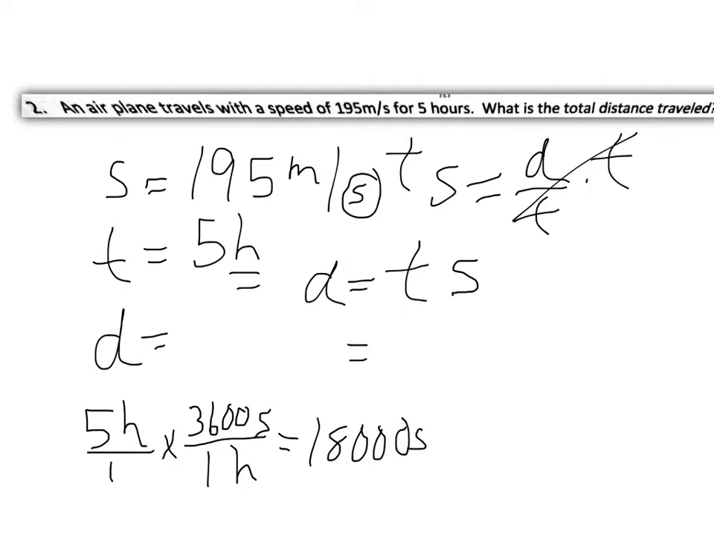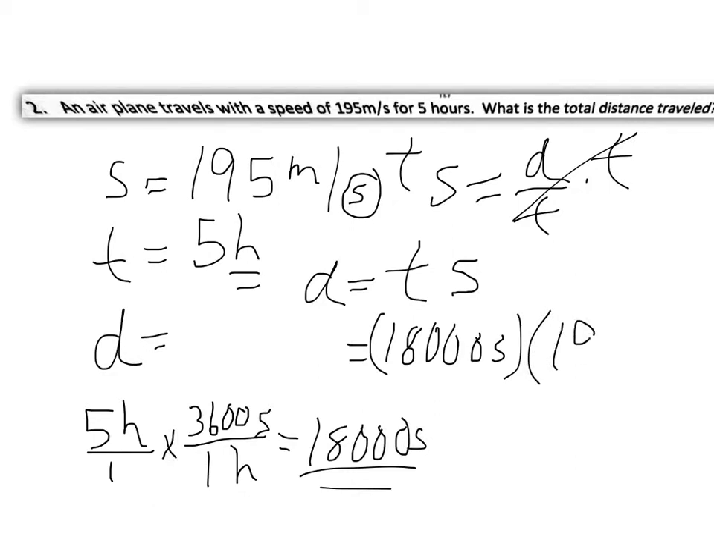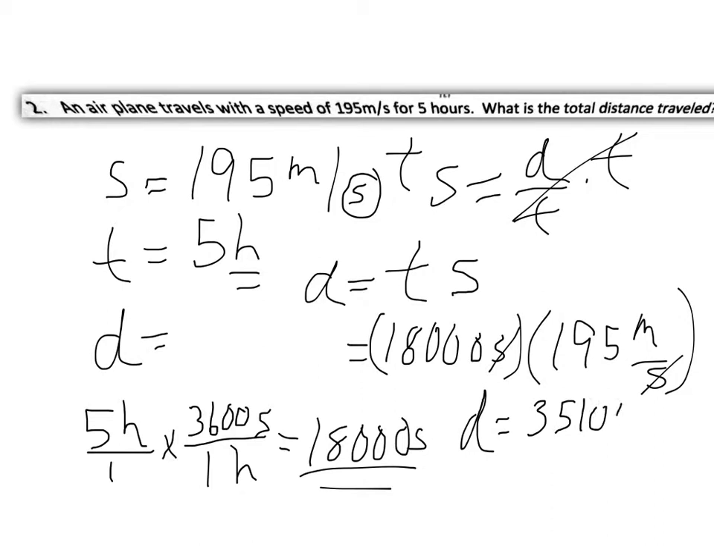So we're going to plug in our value, 18,000 seconds for t. And for speed, we're going to plug in 195 meters per second. Of course, we know seconds cancel. And we do 18,000 times 195. And we get a distance of 3,510,000 meters. But usually, we're not going to write the answer like that if it's such a big distance.